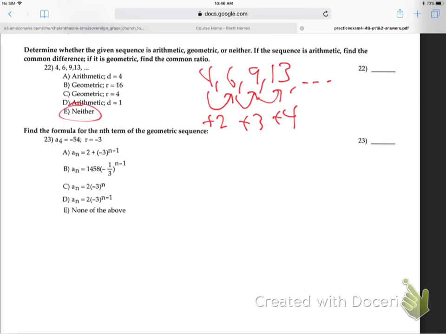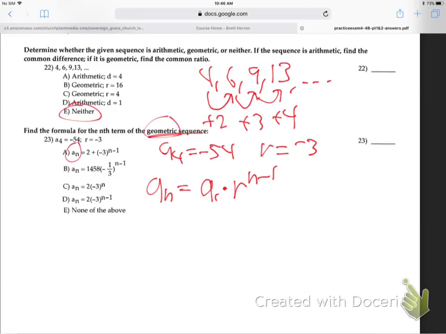23. Find the formula for the nth term. So they're giving me a sub 4 is negative 54 and r is negative 3. Geometric. They tell me right there it's geometric. So I'm going to use the a sub n formula for geometric, which is a1 times r to the n minus 1. If you go back to the formula sheet, the very top of the test, you get the geometric a sub n. It's right there. So a sub 4 is a1 times r. Well, I know what r is. That's negative 3 to the n minus 1, but n is 4. You tracking with me?